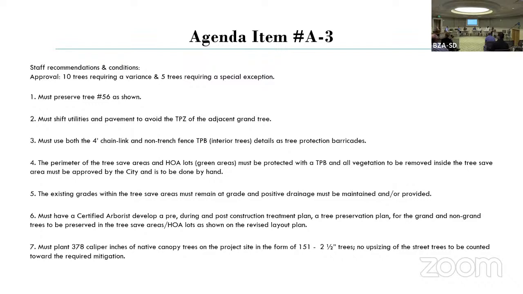There are 43 grand trees that are remaining on the property not being impacted with saving. This other one, there's 44 now. And there will be 378 caliper inches of additional tree introduced into this community. So, if there are any other questions, maybe there's a motion.